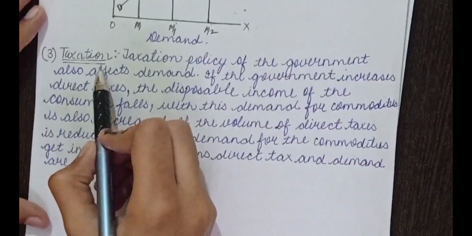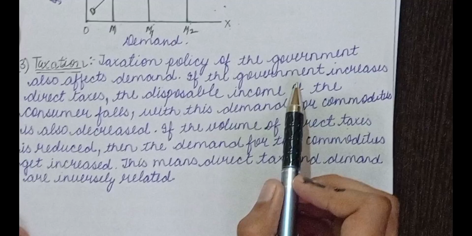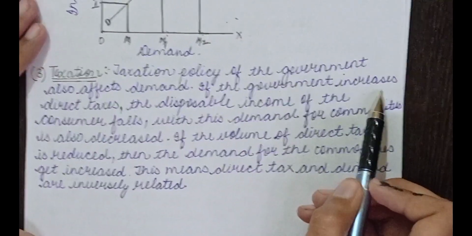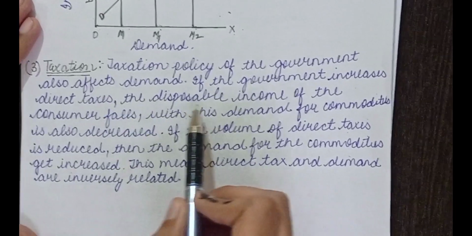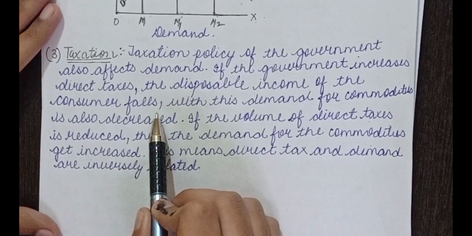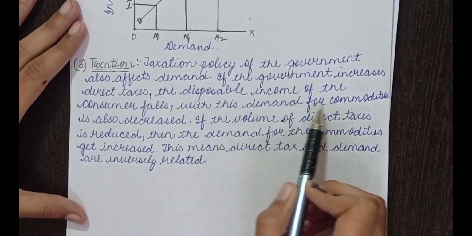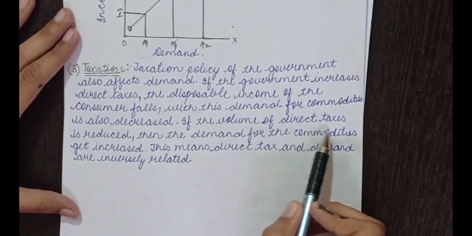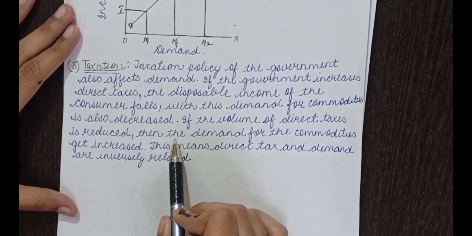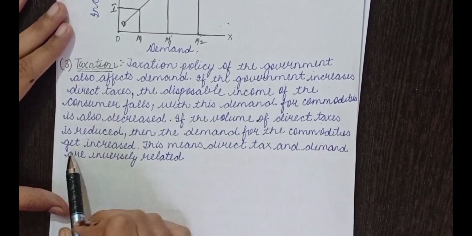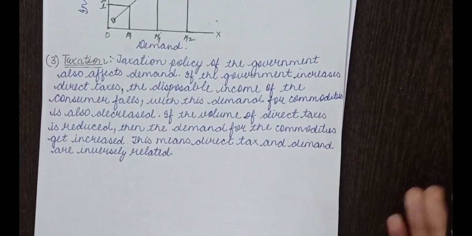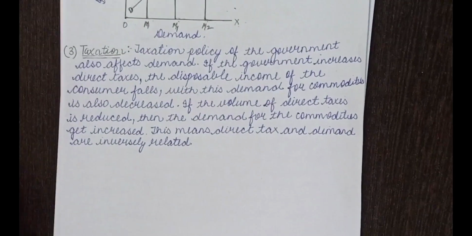Third, taxation. Taxation policy of the government also affects demand. If the government increases direct taxes, the disposable income of the consumer falls. With this, demand for a commodity also decreases. If the volume of direct taxes is reduced, then demand for a commodity increases. This means direct tax and demand are inversely related.